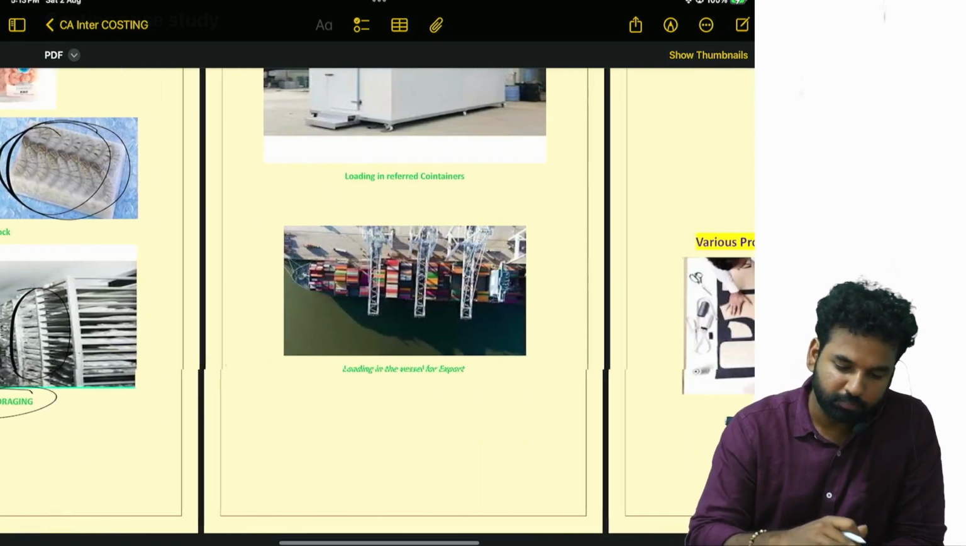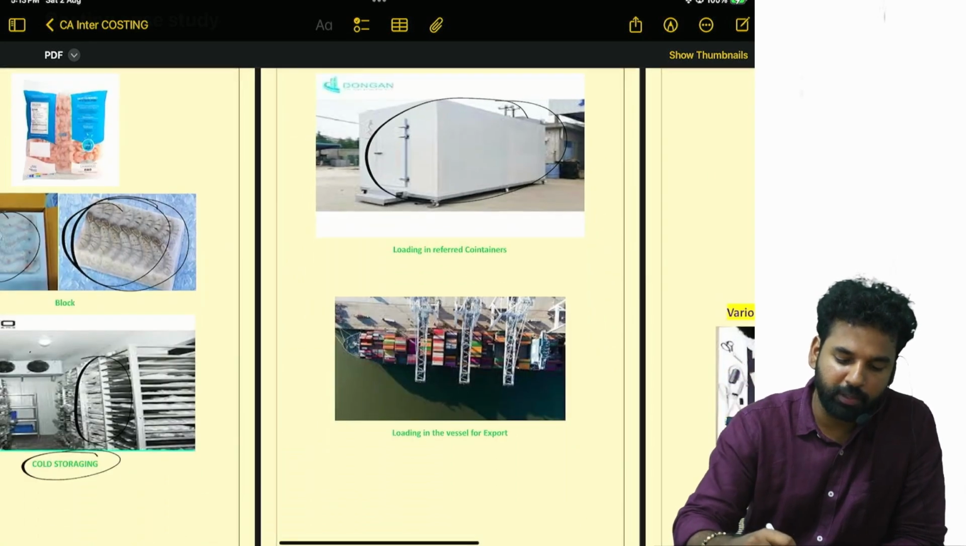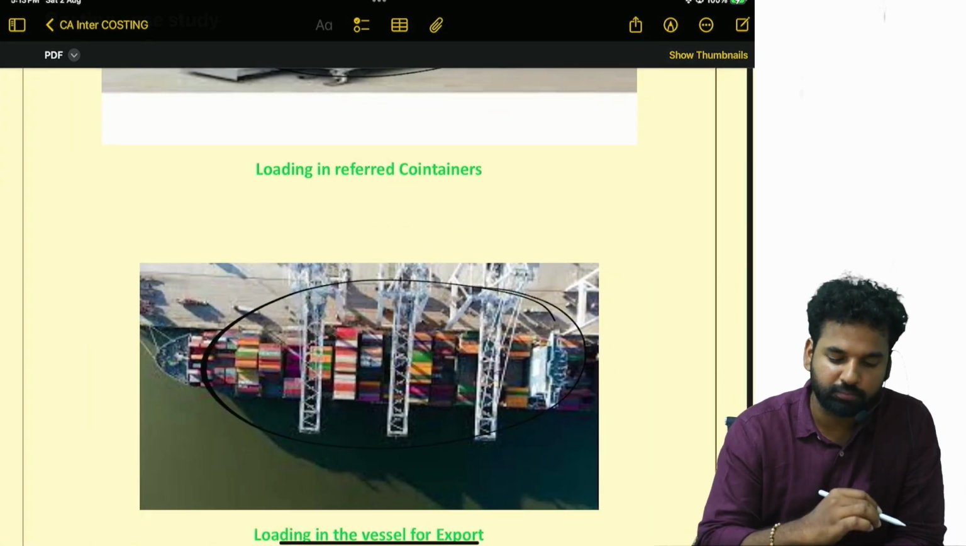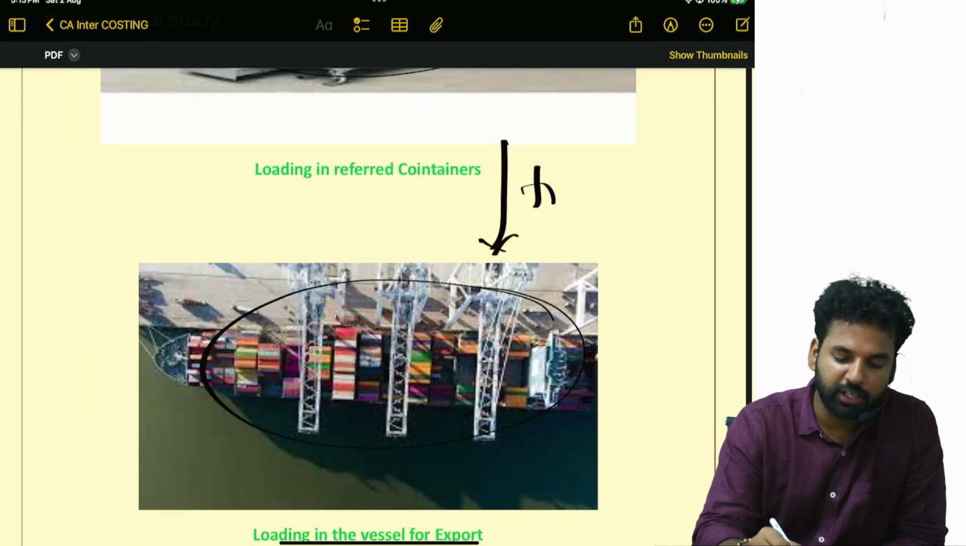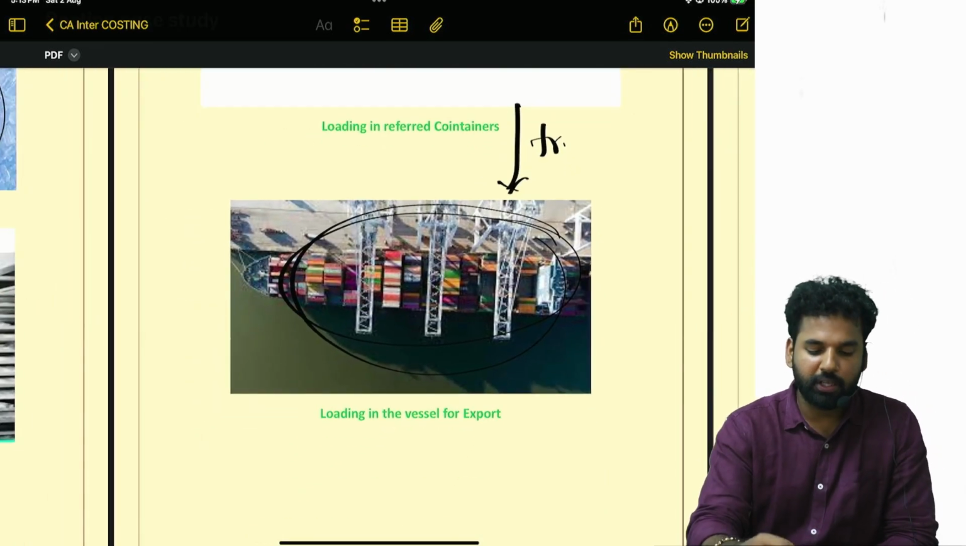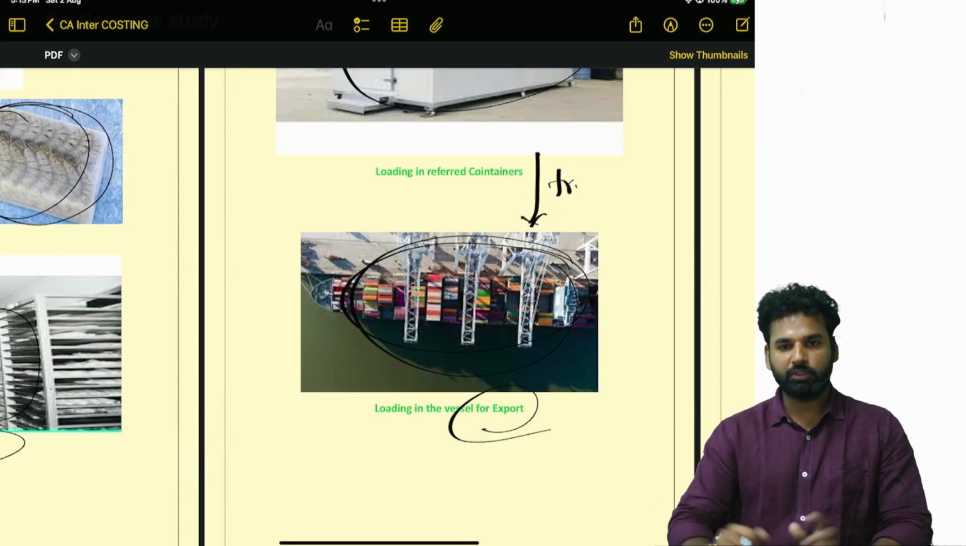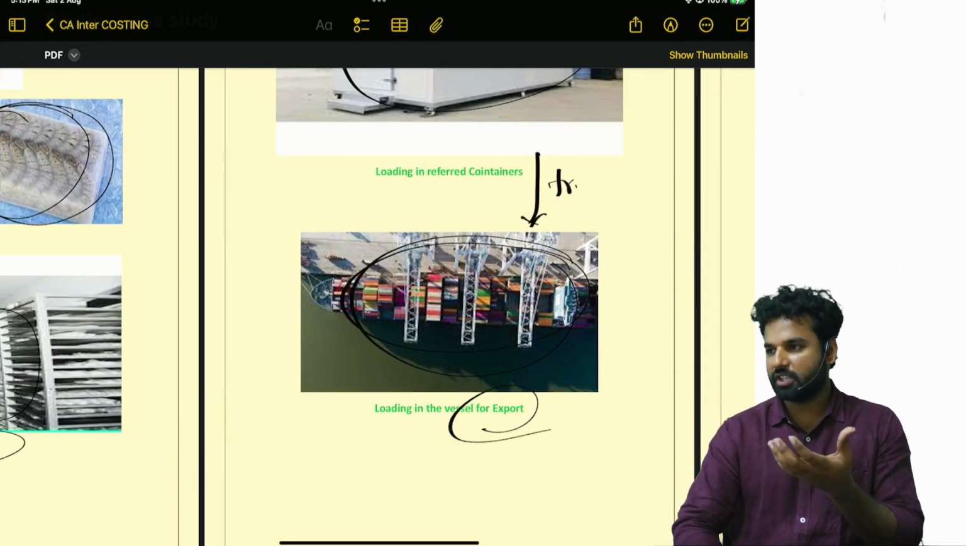Okay, right. Next, it will be loaded in a container. Then it will be loaded on a vessel. From the container to here, transportation will be made. Then it will be loaded in a vessel for what? Export. This is the process. So this much complication is there in this process.